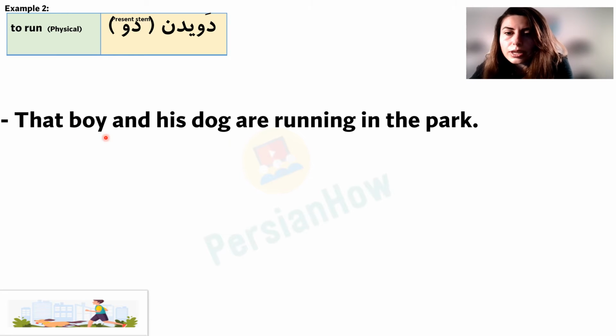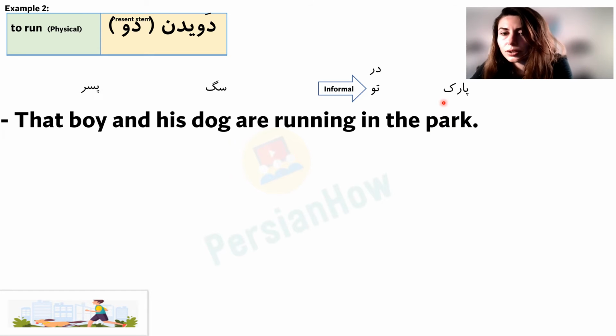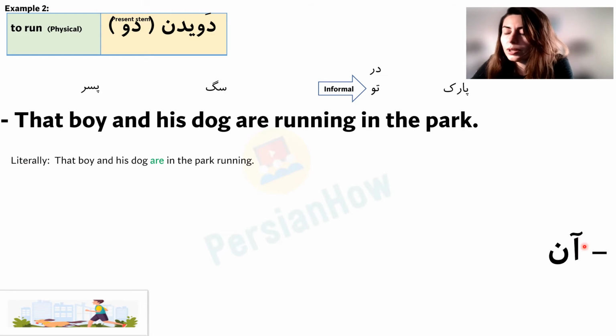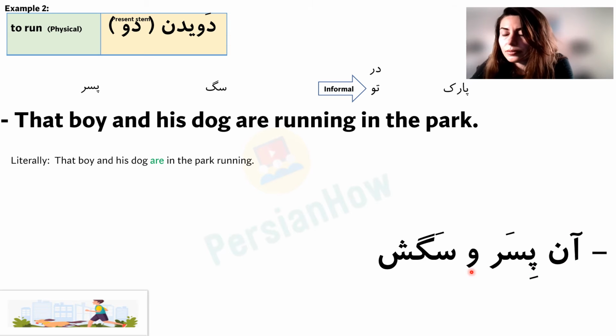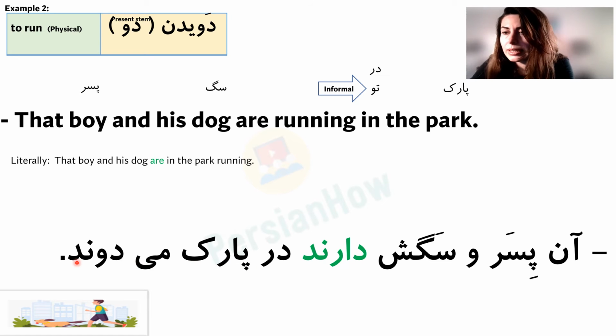Now let's go over the vocab. Boy is pesar, dog is sag. The preposition in is dar. In the spoken language is pronounced to, and park is just park. So literally we need to say something like that boy and his dog are in the park running. آن پسر و سگش دارند در پارک میدوند. One more time. آن پسر و سگش دارند در پارک میدوند.